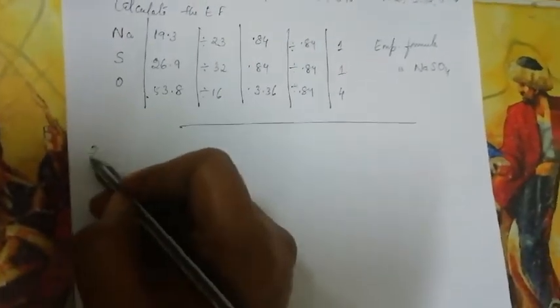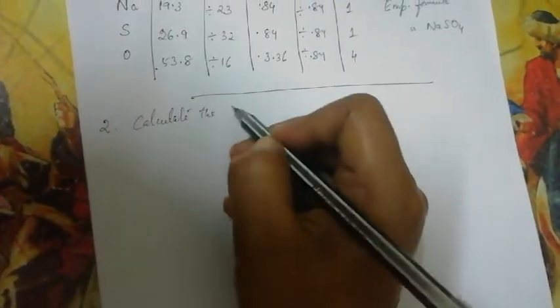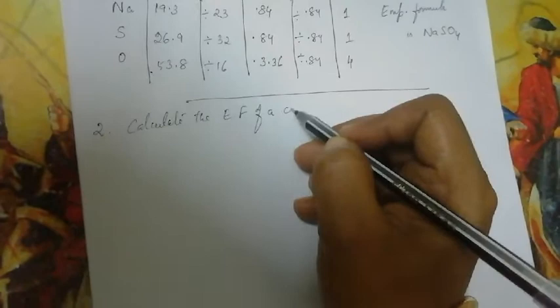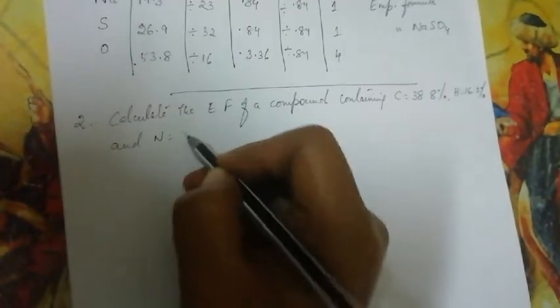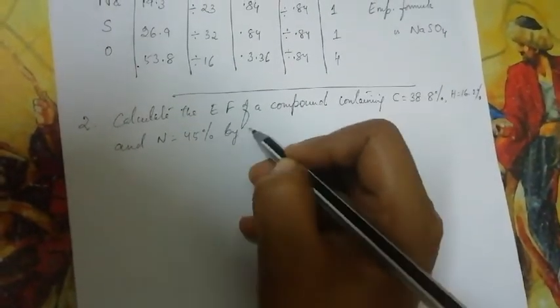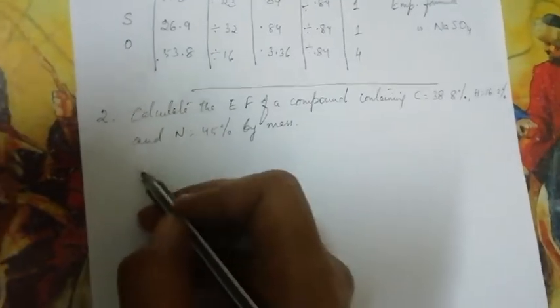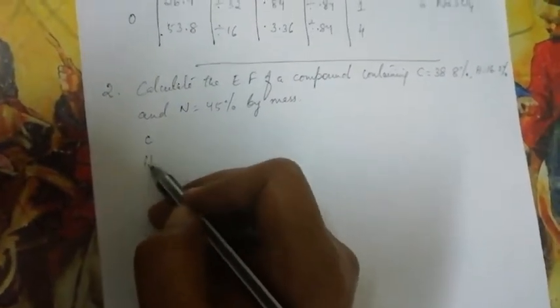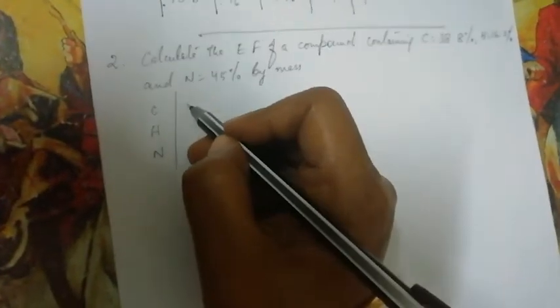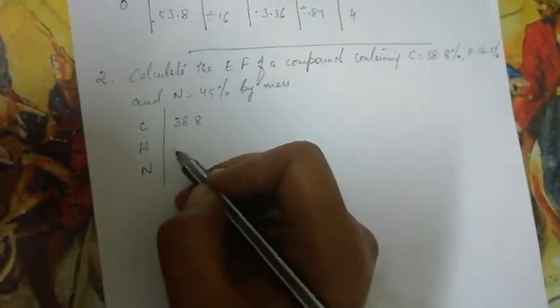Next example. Calculate the empirical formula of a compound containing carbon 38.8%, hydrogen 16.2%, and nitrogen 45% by mass. Suppose this is the next question. So first step, write down the elements C, N, H. Next to it, write down the percentage composition as given in the question.